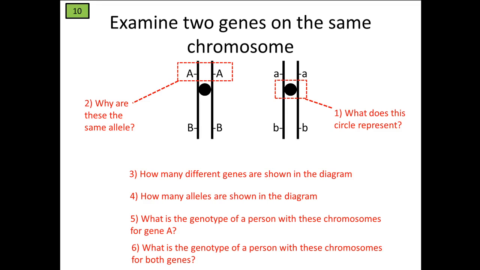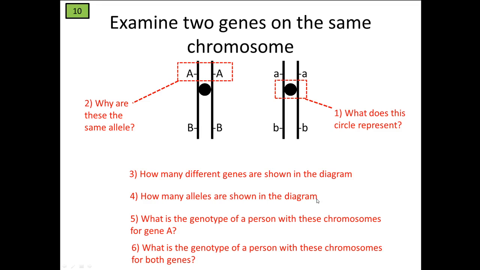Just checking that the answer doesn't pop up. It's 2. I've got gene A and gene B. There's 2 genes shown. Okay, so that can mess with your head. Gene A might be the eye colour gene, and gene B might be the tongue rolling gene. How many alleles are shown in the diagram? Right, well, gene A has got 2 alleles, and gene B has got 2 alleles. So I've got 4 alleles in the diagram.